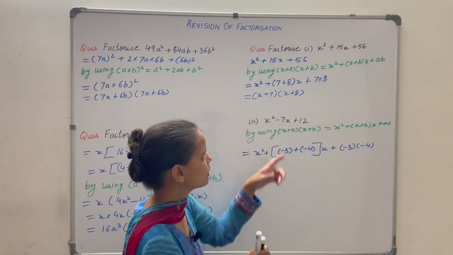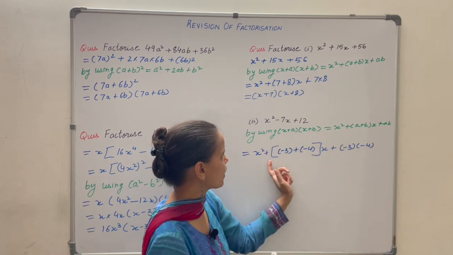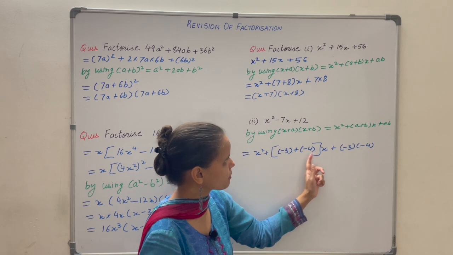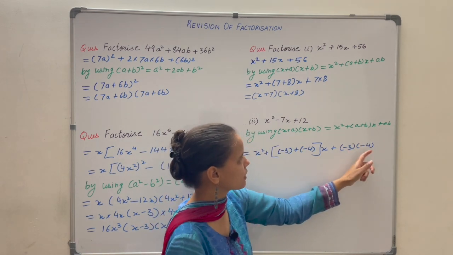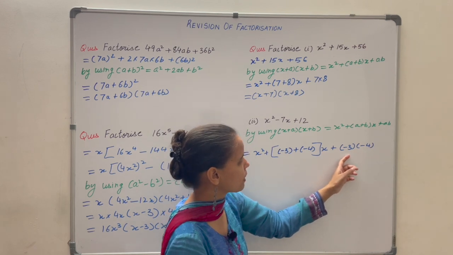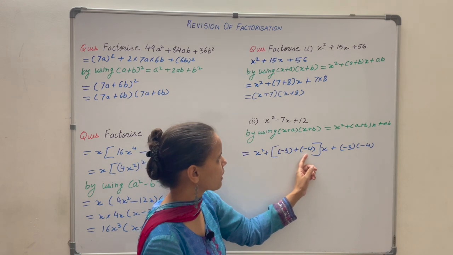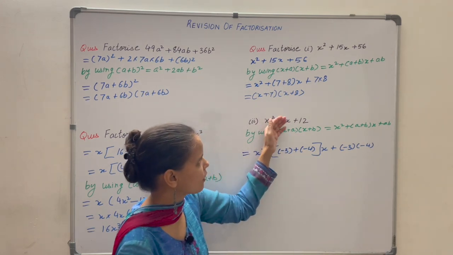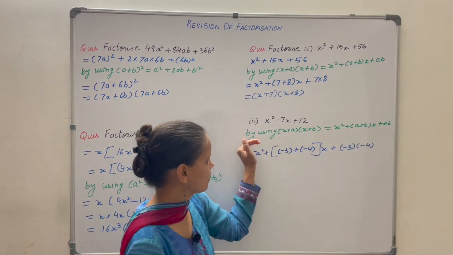So I have written this expression exactly like this here. See, x square plus (a plus b), your a is minus 3, b is minus 4, into x plus a into b. A is minus 3 into b is minus 4. So minus 3 into minus 4 is plus 12. Minus 3 minus 4 is minus 7 into x, so minus 7x plus x square. So we have written this expression like this. That is this side of this formula.